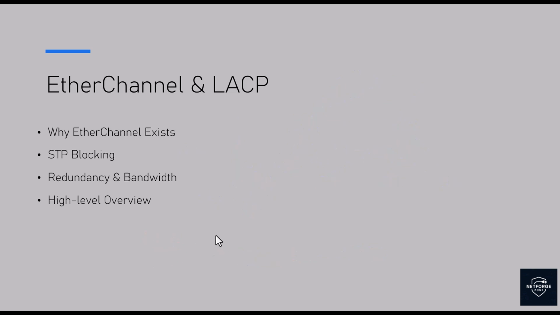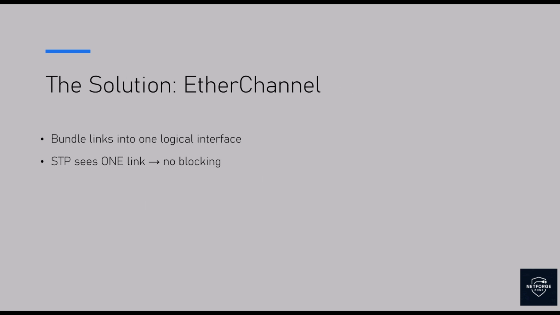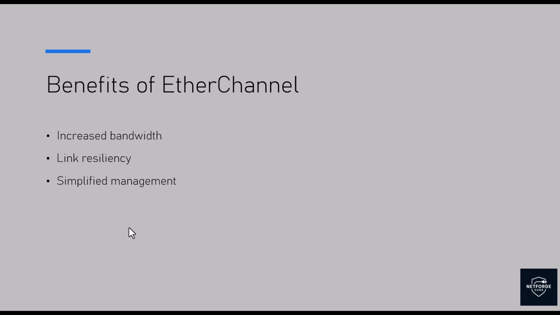Okay, so now we know why we need this. What about the problems that we have with redundant links? So we said that multiple physical links can cause loops. Like I said, spanning tree blocks all of them. So let's say, for example, I have 4 links. 3 of them are going to be blocked. So we are using extra resources on the switches without any outcome. So we can solve the problem. We can use the full bandwidth using link aggregation by bundling links into one logical link, one logical interface. Spanning tree doesn't see physical interfaces anymore. It just sees logical interfaces in this case.